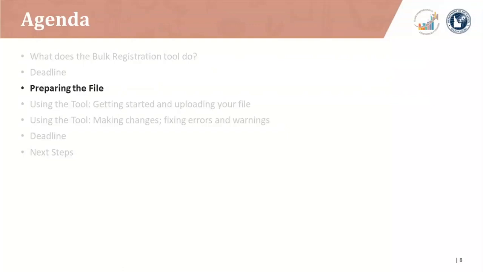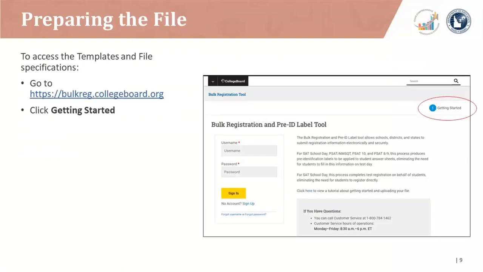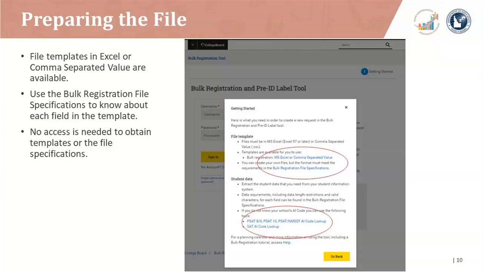So how do you prepare the bulk registration file? To access the templates and the file specifications, go to the website on this page and click Getting Started. File templates in Excel or CSV are available. You'll use the bulk registration file specifications to understand each field in the template. No access is needed to obtain either the templates or the file specifications.